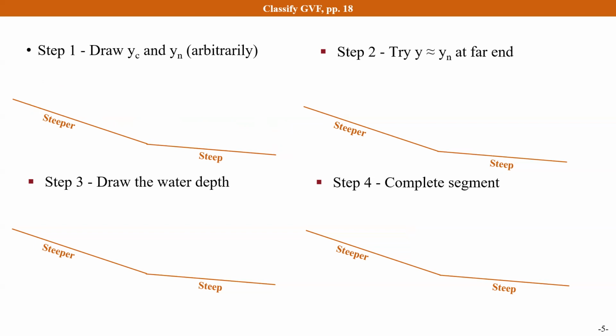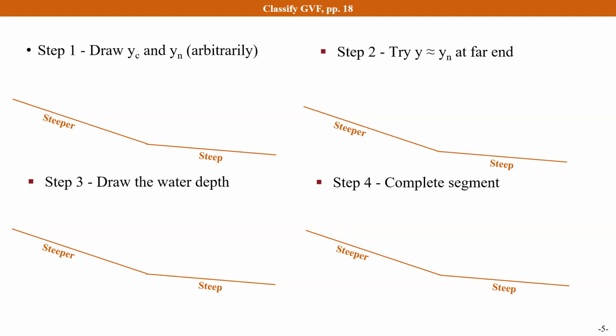Now let's take a look at problem 4. Problem 4 is related to the classification of gradually varied flow. There are 4 scenarios in our homework. Let's take a look at the first scenario. There is a flow moving from a steeper channel to a steep channel.